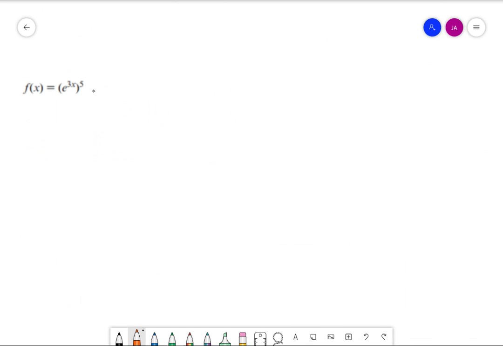This last one, the first thing that I'm going to do is simplify this as much as I can. Raising a power to a power, this is going to be e to the 3x to the 5th power, or 5 times 3x, which is e to the 15x. Then, if we want to find that derivative, f prime of x is going to be equal to e to the 15x times the derivative of the inner function, but the derivative of 15x is 15, so just rearrange, that's 15e to the 15x.